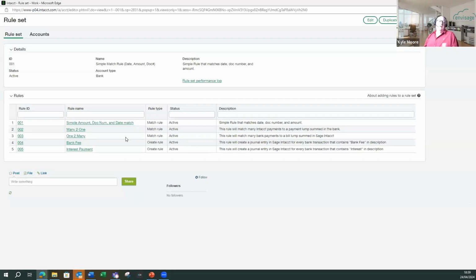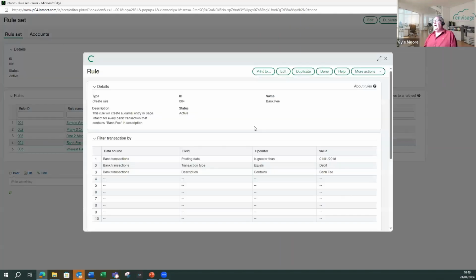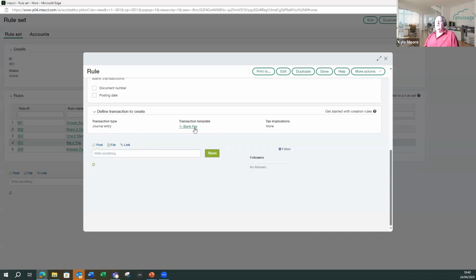So if we looked at some other systems, they may have this simple rule set where the matching is the amount, the document number, the reference, and the date. And Sage Intacct can do that. But it also can match many to one transactions. So in other words, when there's lots of transactions, lots of payments within Intacct, but only one lump sum in the bank, or the other way around. Or in this case, what we're saying is that if we see a bank fee coming in, so if the reference equals bank fee, then what we're going to do is post the journal to the bank fee nominal code or general ledger code. It's doing this all automatically.